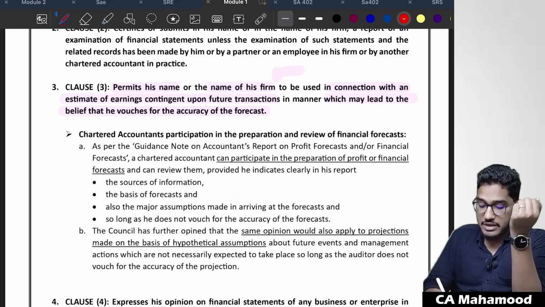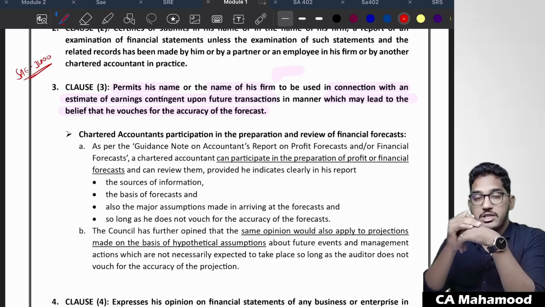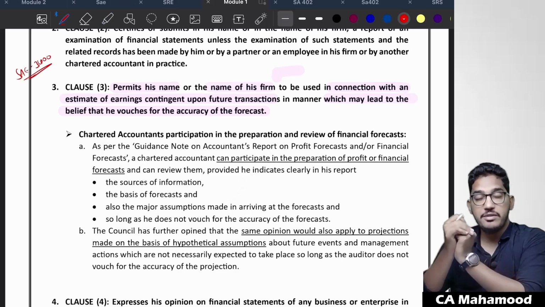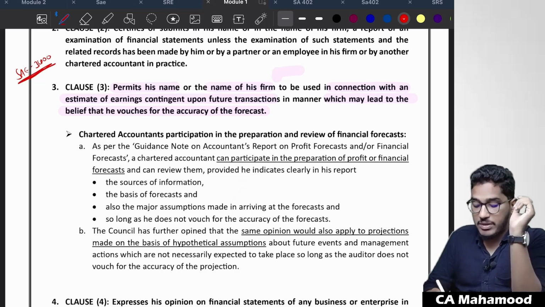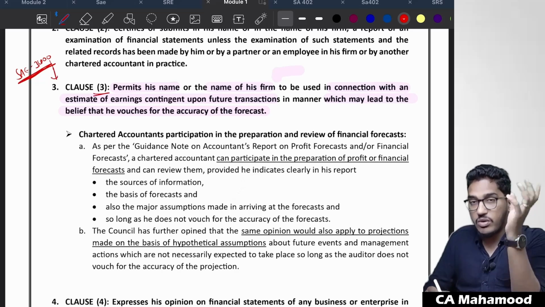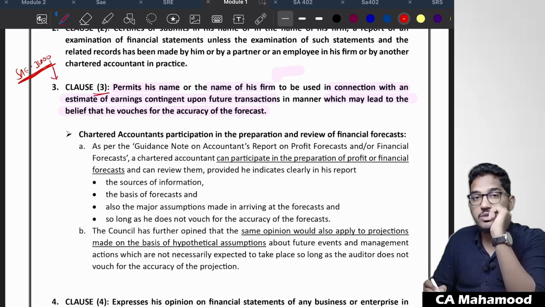Oh, if that is the case, then why are we discussing SAE 3400? Then we should not do the assurance engagement at all. We should not review the prospective financial information at all. We should not do that engagement at all. Sir, you are telling SAE 3400, but it is straight away in conflict with clause 3 of part 1 of the second schedule. No, sir.